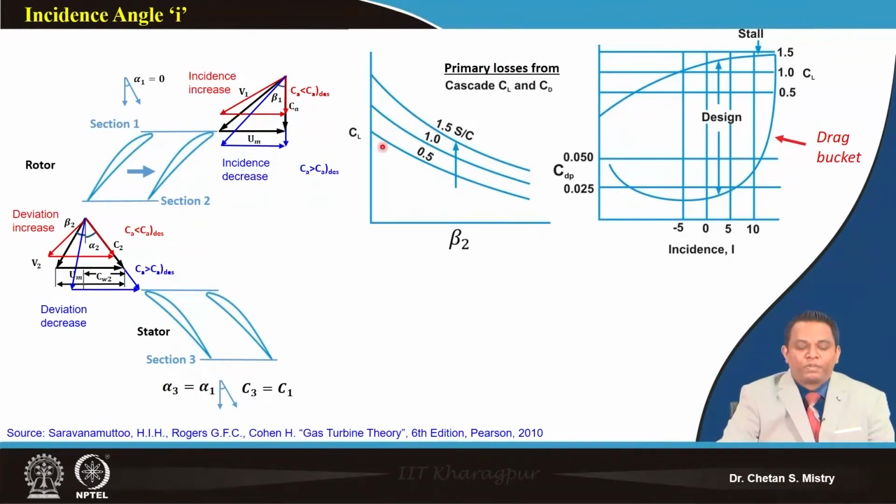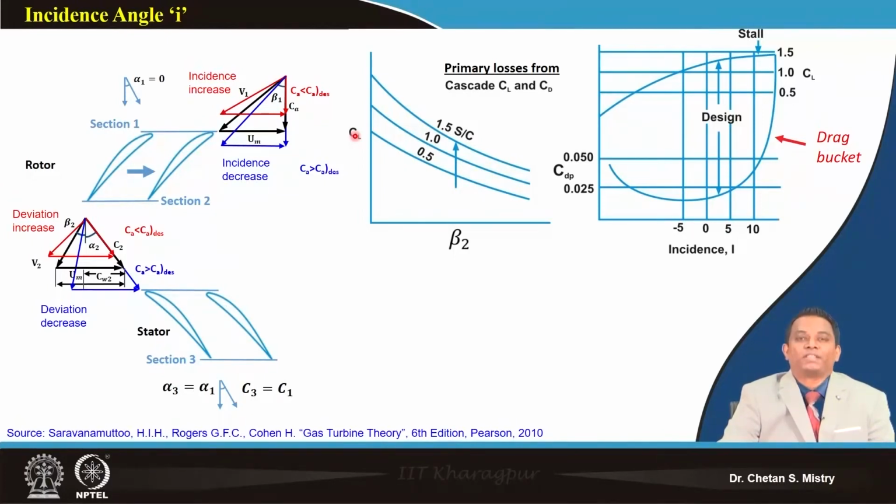Now this is representing how my solidity is changing with variation of beta, and this is giving me my lift coefficient. So you can understand, if I increase my solidity, it is an inverse of solidity, and that's what we can say is giving a high lift coefficient. Now the question will come: what needs to be the incidence, or how do we decide the incidence and what to do with the incidence, because that's very important.